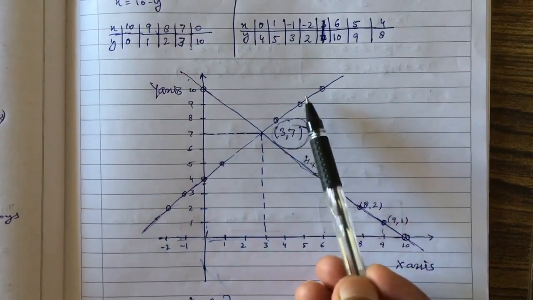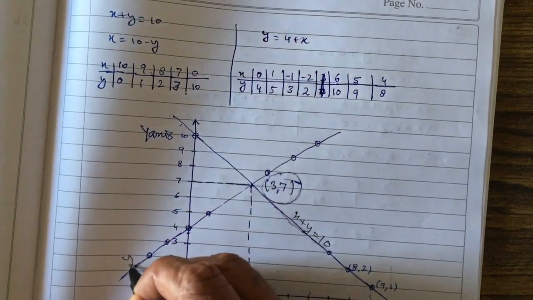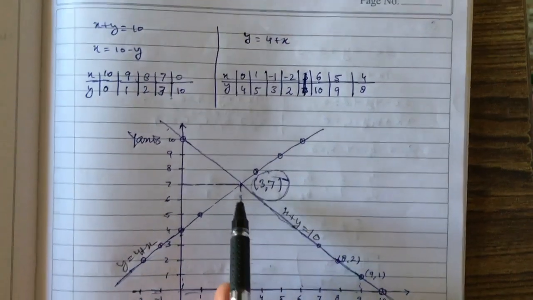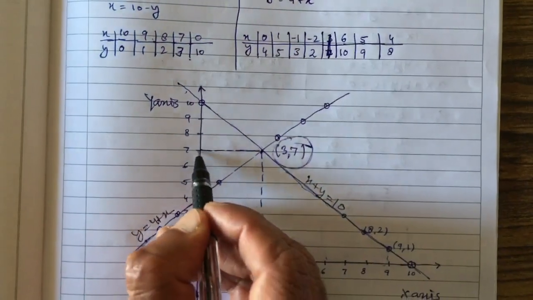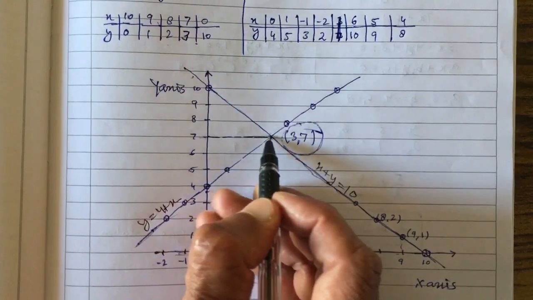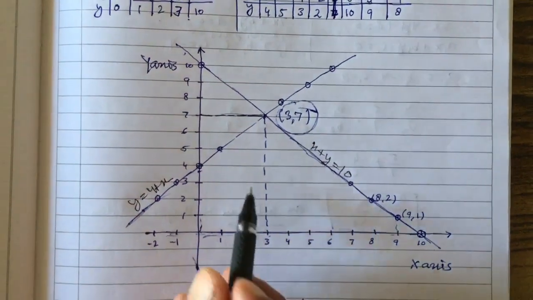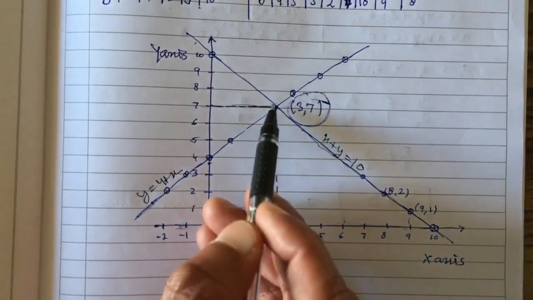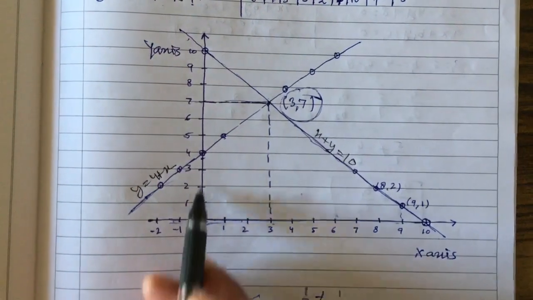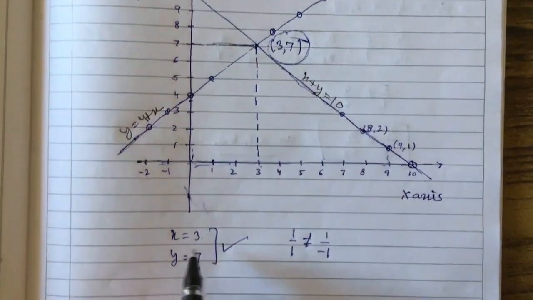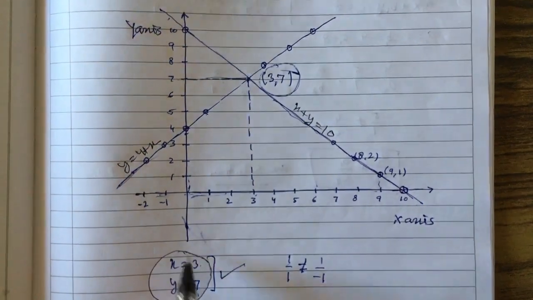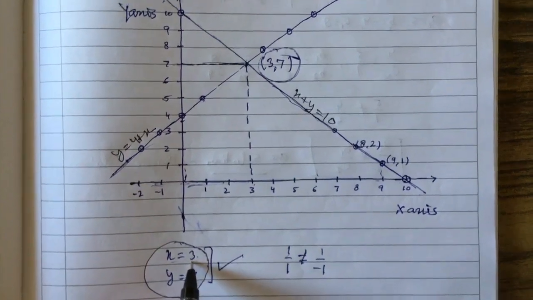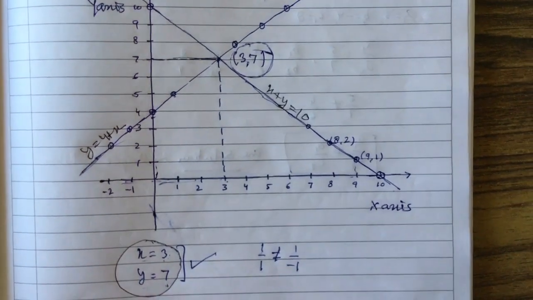Now you can draw the other line, and this line will be y is equal to 4 plus x, and these two lines meet at this point. Draw a line from this point parallel to the x-axis, and draw the perpendicular on the x-axis. This point will be 3 on the x-axis and 7 on the y-axis. So the graphical answer of this question will be (3, 7). x is the number of boys, so the number of boys is 3 and the number of girls is 7.